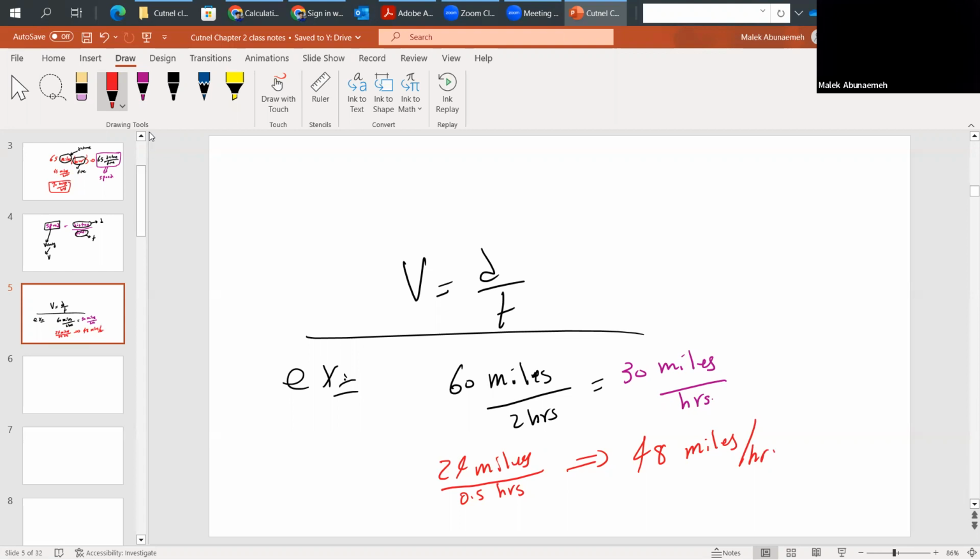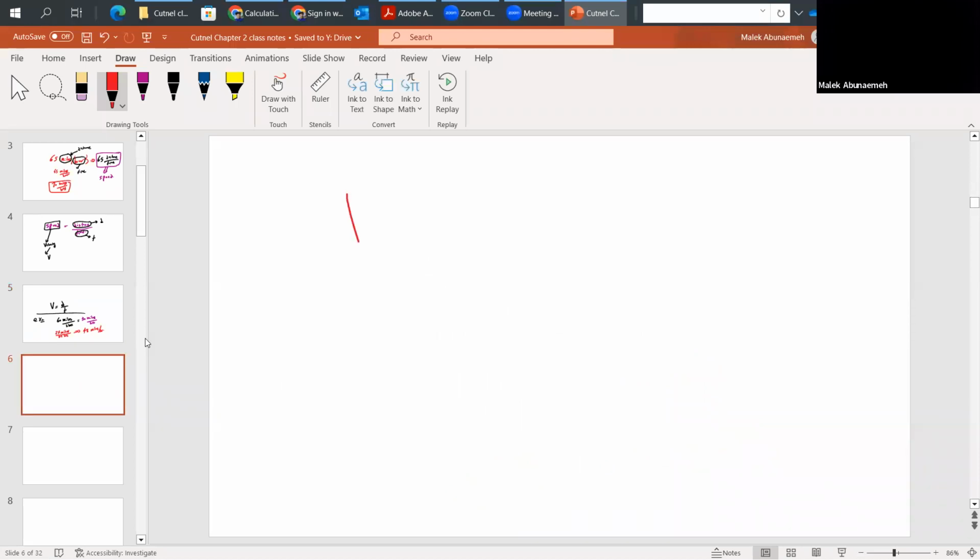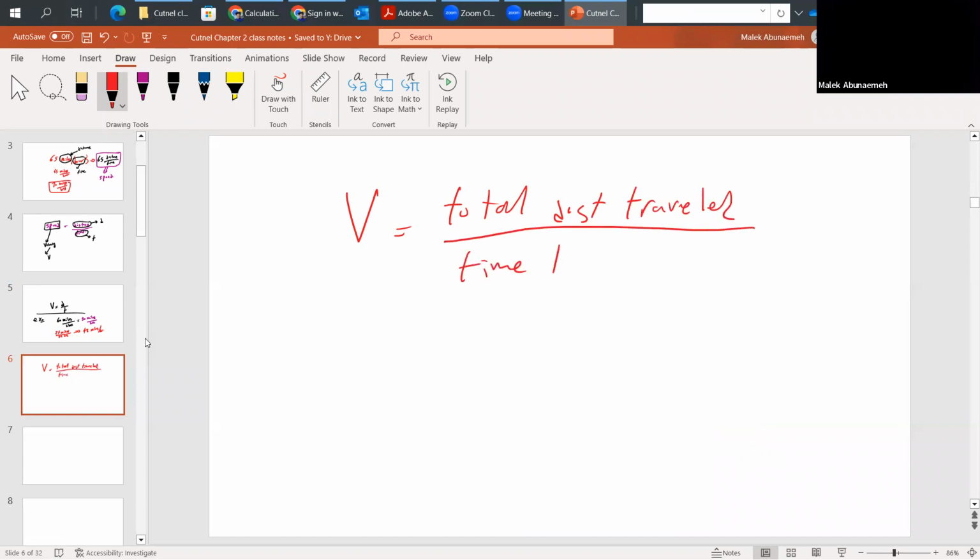Now, the average speed that you're traveling is the total distance traveled by the object divided by the time taken to travel that distance. So your average speed is your total distance traveled divided by the time taken to get there.